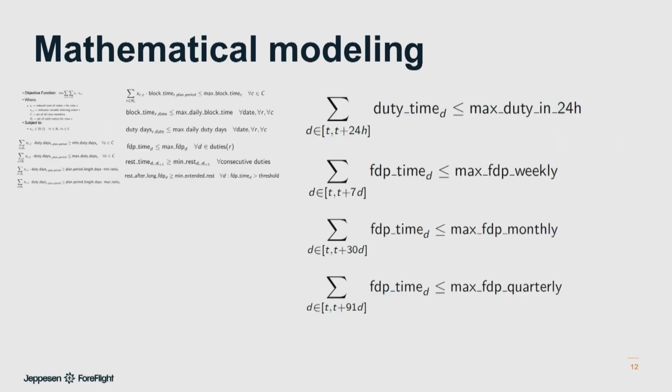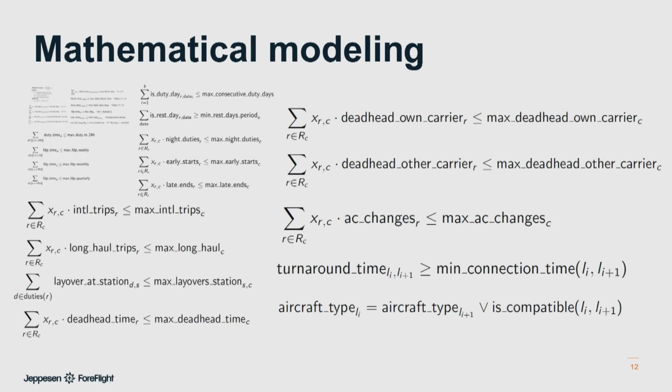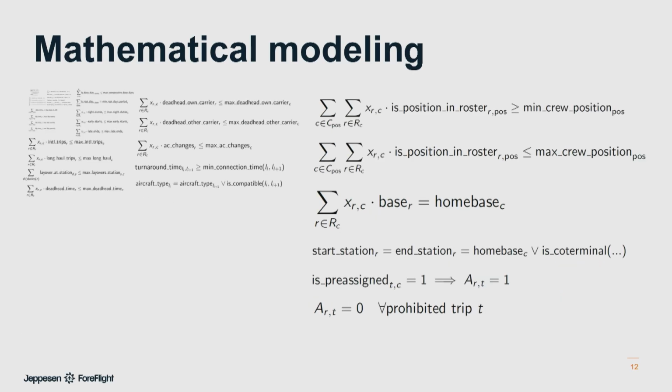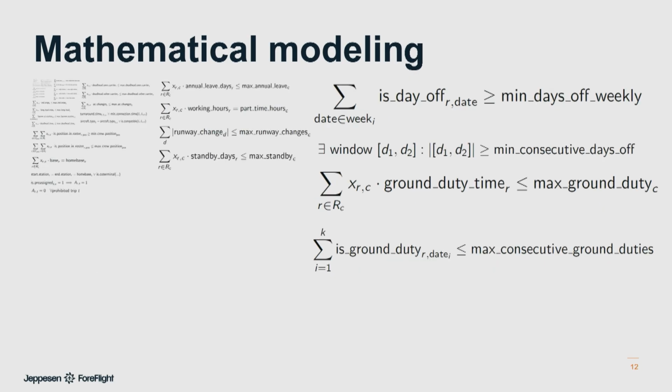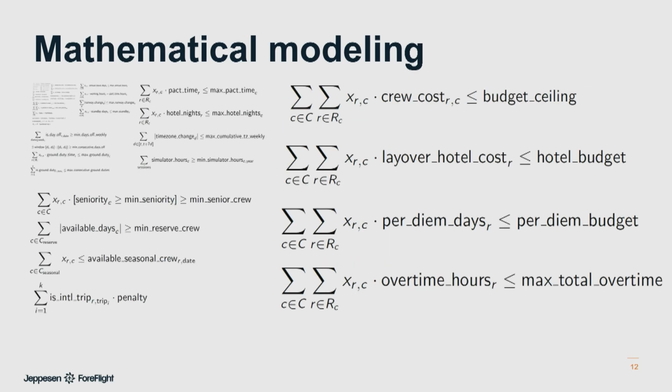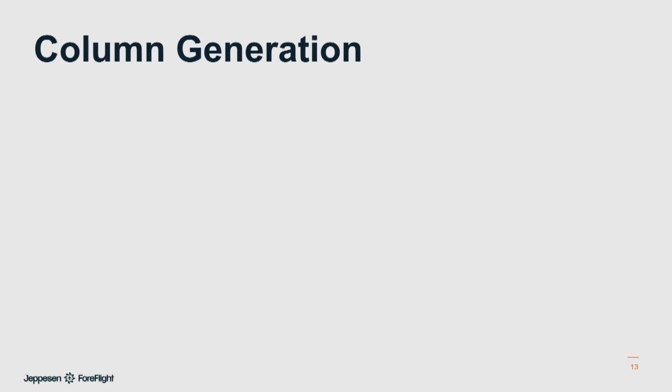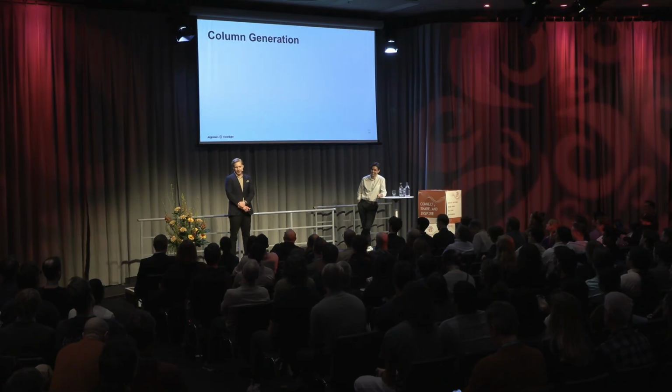And these go on and on. We can have coverage constraints, making sure that we work enough but not too much. Language constraints, making sure that everyone working on a trip can communicate. And it goes on and on. So yeah, quite a big modeling. And what we're doing is that we're basically trading problem size for problem complexity. And now that we've made the problem so easy to solve, we can use column generation to solve it.